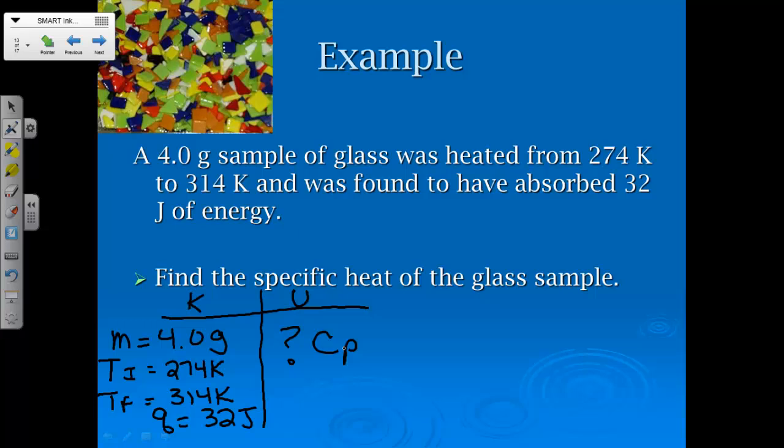Okay, now I'm going to do the actual math problem on the next slide, but before I go any further, I do have to figure out my change in temperature. I can do that ahead of time. So again, my delta T is temperature final minus temperature initial.